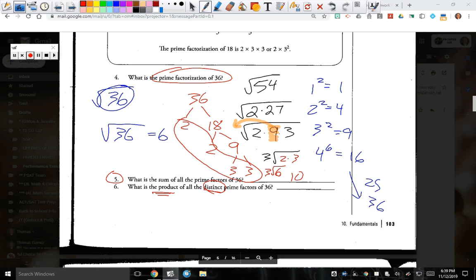It doesn't mean that number per se. Distinct means like you have distinct eye color, distinct hair, distinct voice. It's just like a definition: unique, different, not the same like other people. So distinct, I have 2 and I have 3. Even though 2 is repeated twice and 3 is repeated twice, my only different numbers are 2 and 3. So what is the product of all the distinct prime factors? What would I put? 6. You have to know the vocab because they will not help you with that vocab.